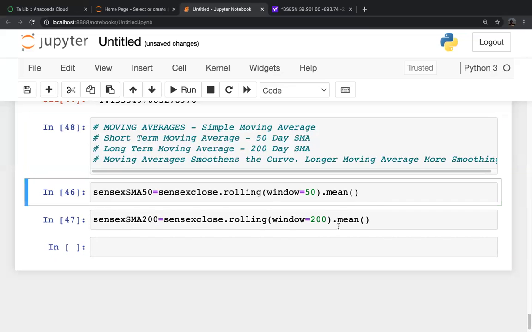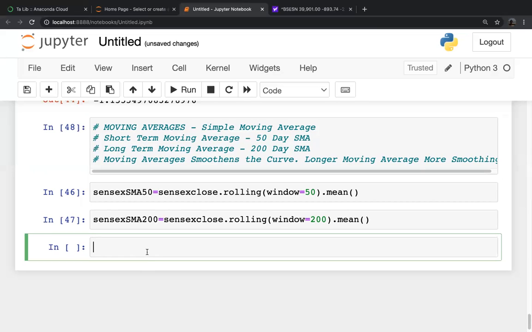Okay, we have calculated the 50-day moving average and we have already calculated the 200-day moving average. Now we need to plot all of them in one single plot. We can do it individually, but we want all the three lines in one plot. That is where matplotlib will come to our help, where we plot multiple plots into one window.